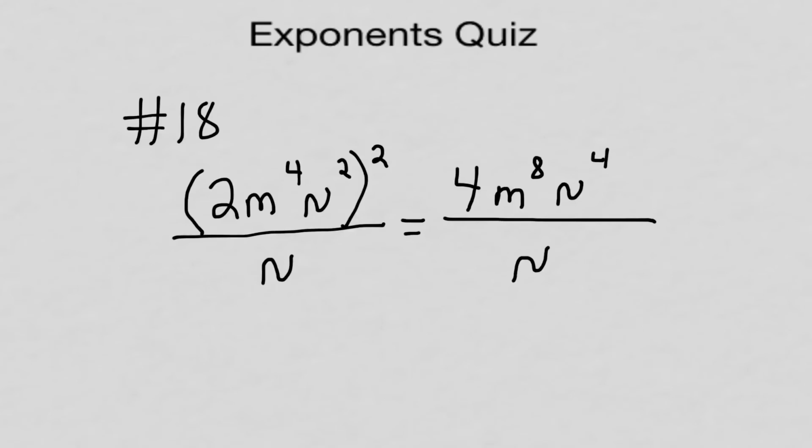All right, all that happens on this one is this n on the bottom cancels out with one of the n's on the top. So you end up with 4m to the 8th, n to the 3rd. Like I said, this canceled out with one of these n's, and this becomes n to the 3rd.